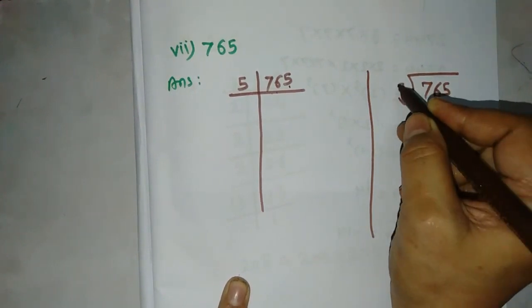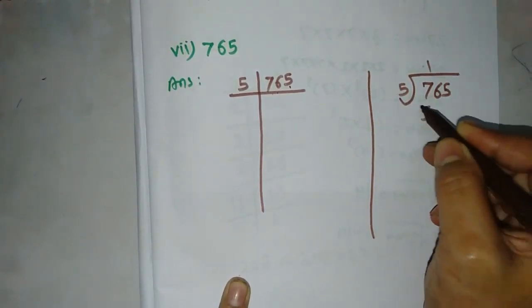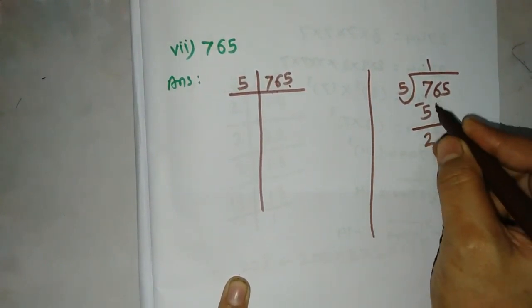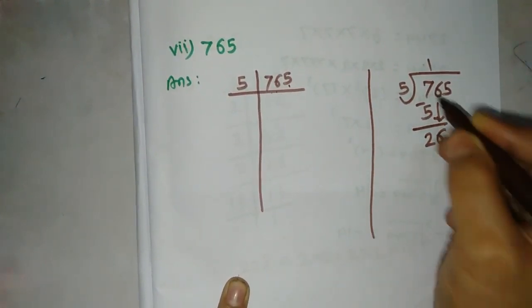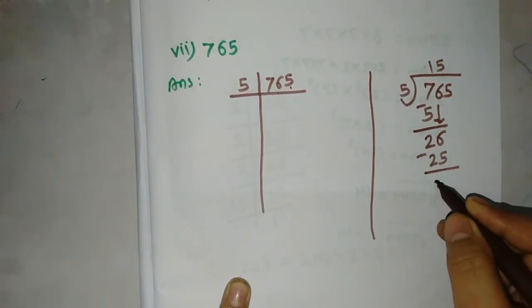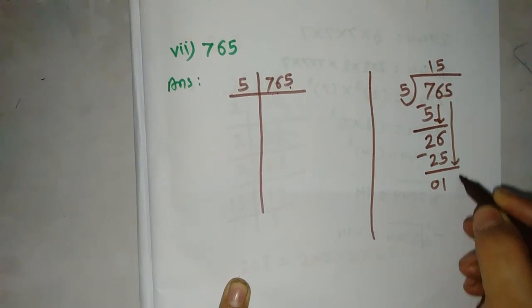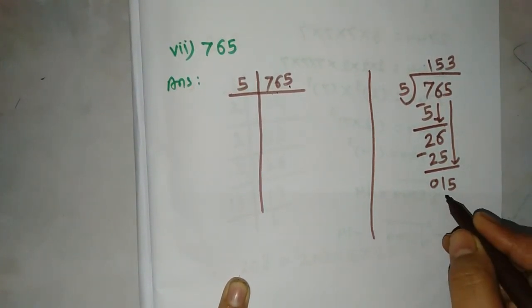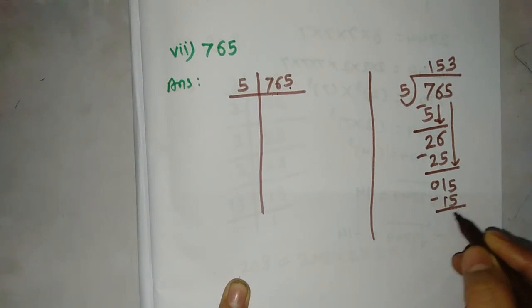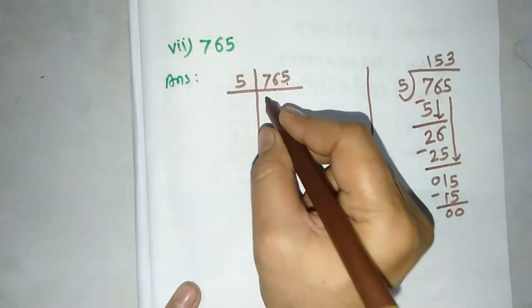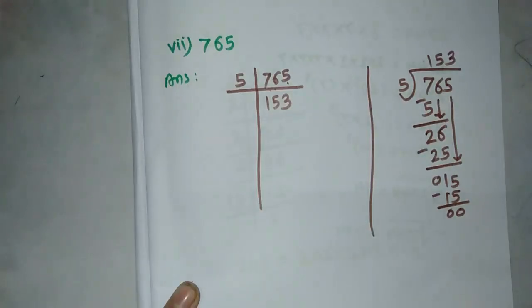765 divided by 5. 5 ones are 5. Subtraction is 2. 6 falls down. 5 5s are 25. Remainder is 1. 5 falls down. 5 3s are 15. So after dividing by 5 we get 153.